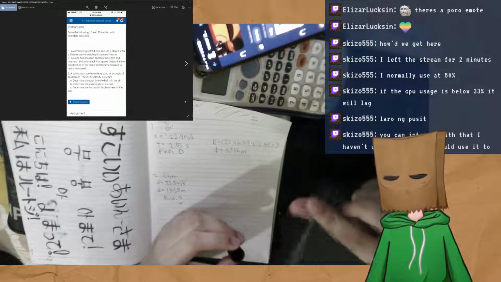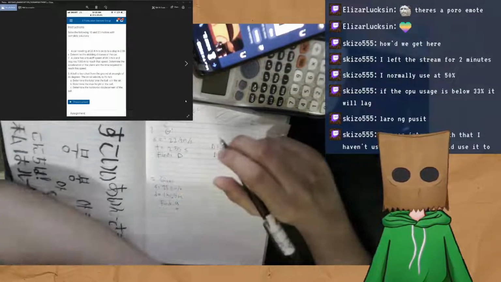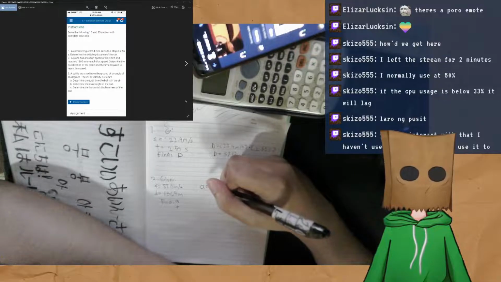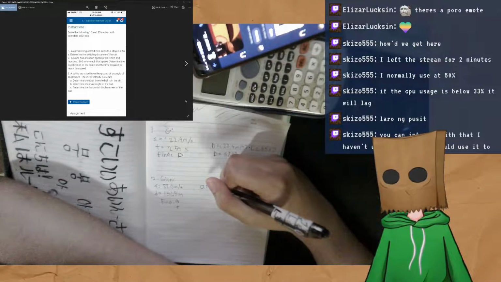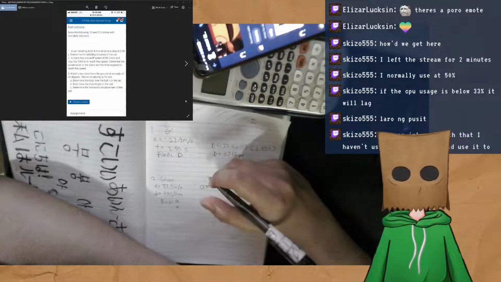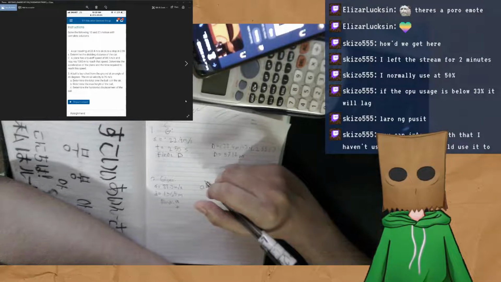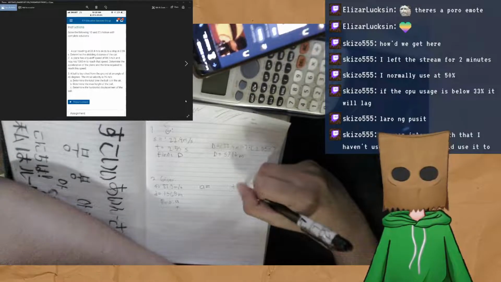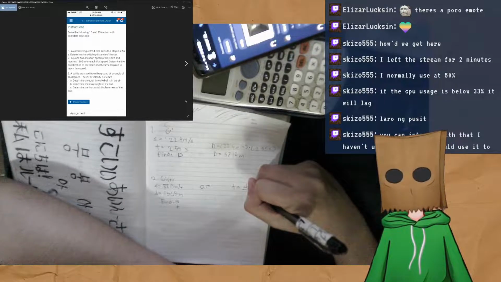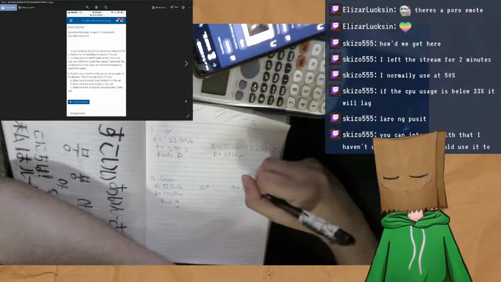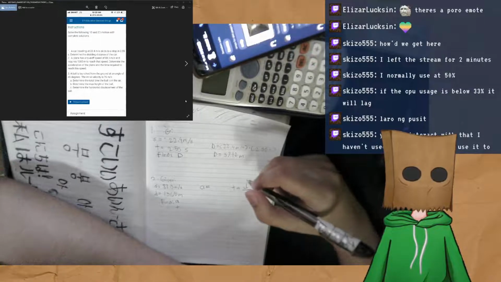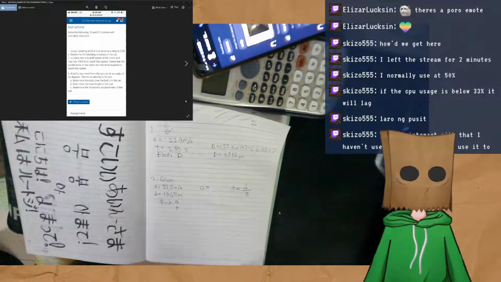Right, the formula for acceleration is... You don't know this one. But the formula for time is distance per speed. And acceleration.